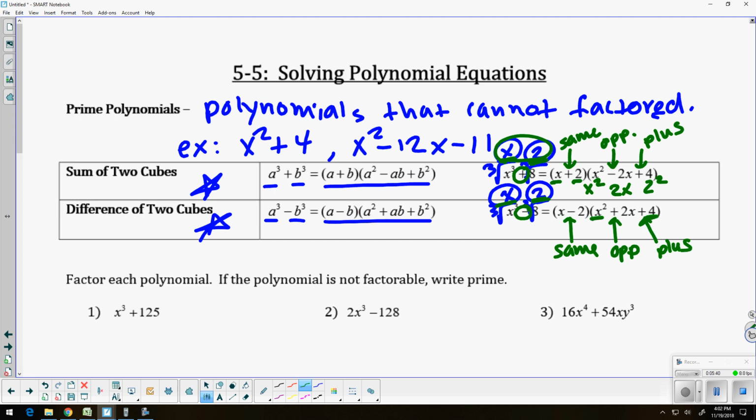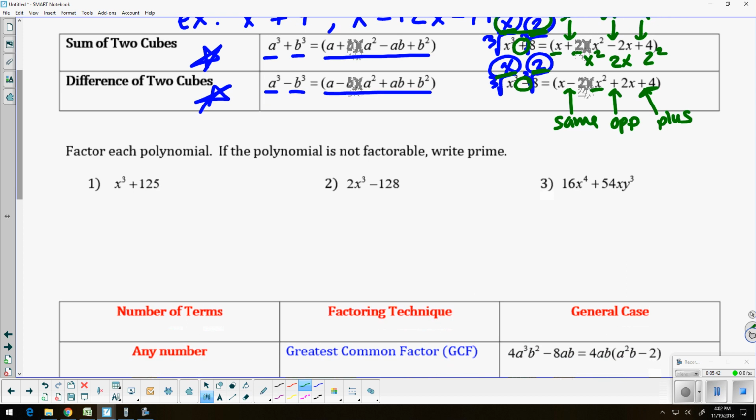Okay, let's try a couple on our own now. Factoring each one, if it's not factorable, then just write that it's prime, but I'm going to let you guys know right now, these are all factorable. Okay, so number 1. First, setting up binomial, trinomial. Again, get the signs down, which are same, opposite, plus.